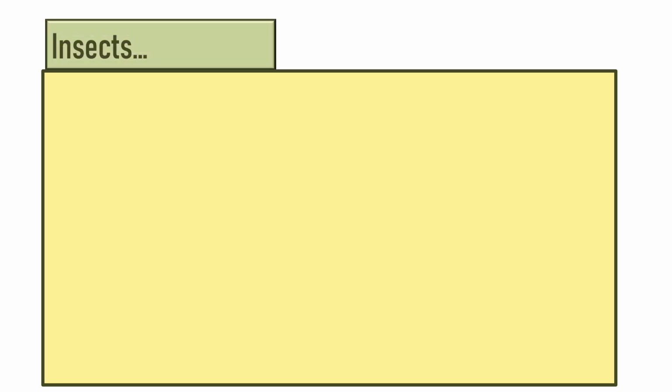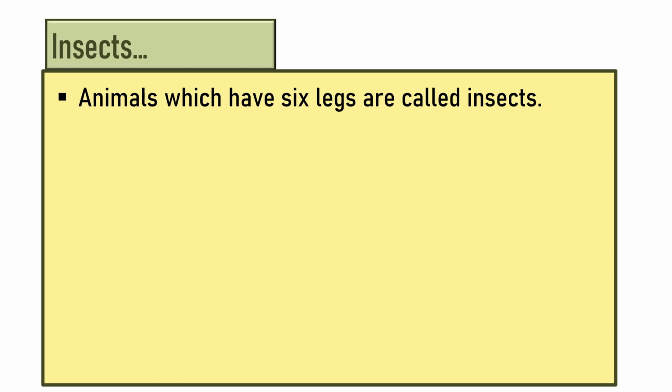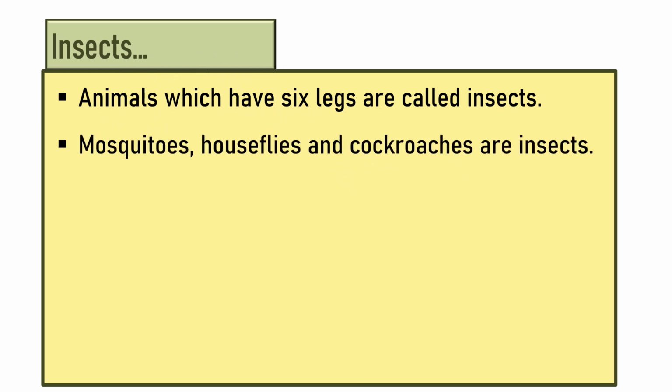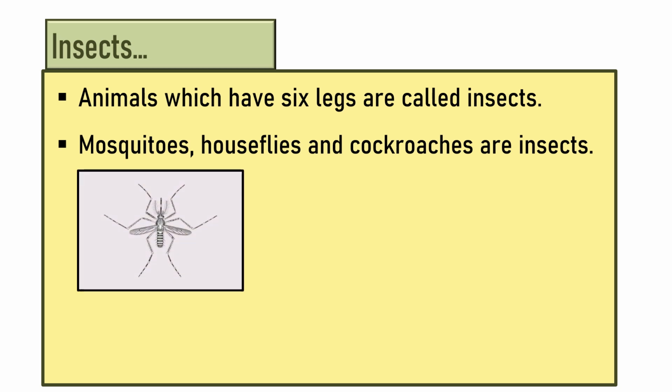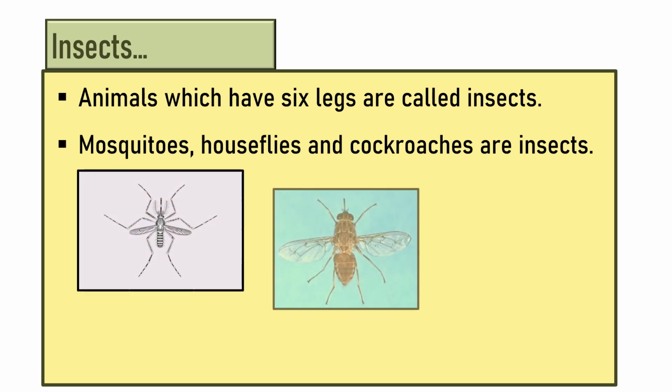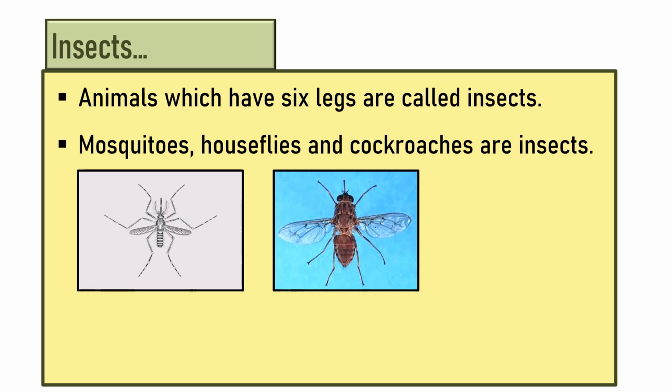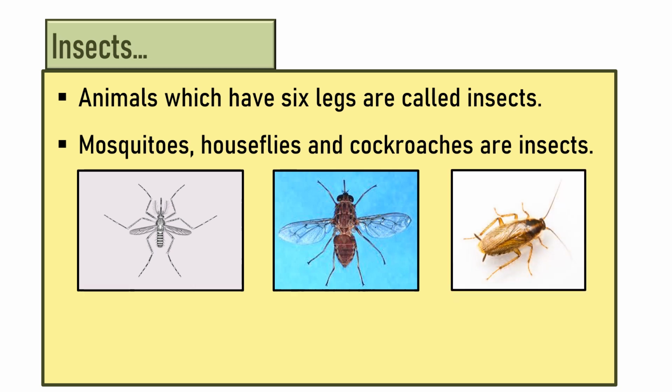And the last category is insects. Animals which have 6 legs are called insects. Mosquitoes, as you can observe, have 6 legs. Houseflies do have 6 legs. And cockroaches, as you can count, also have 6 legs. Thus, mosquitoes, houseflies, and cockroaches are insects.